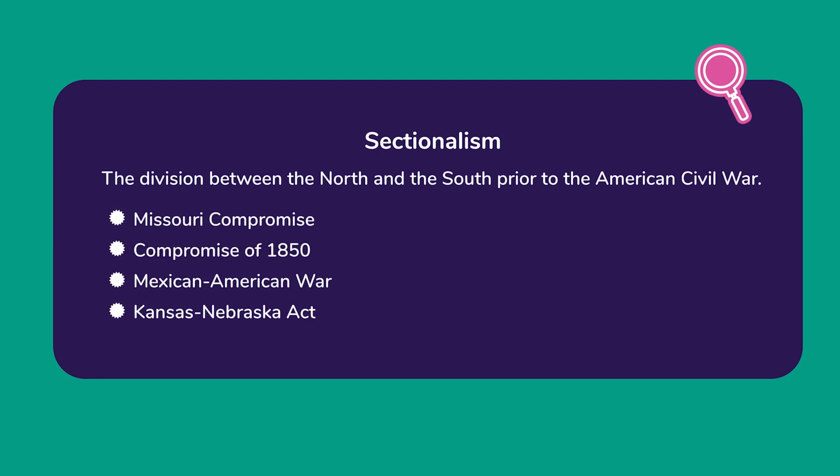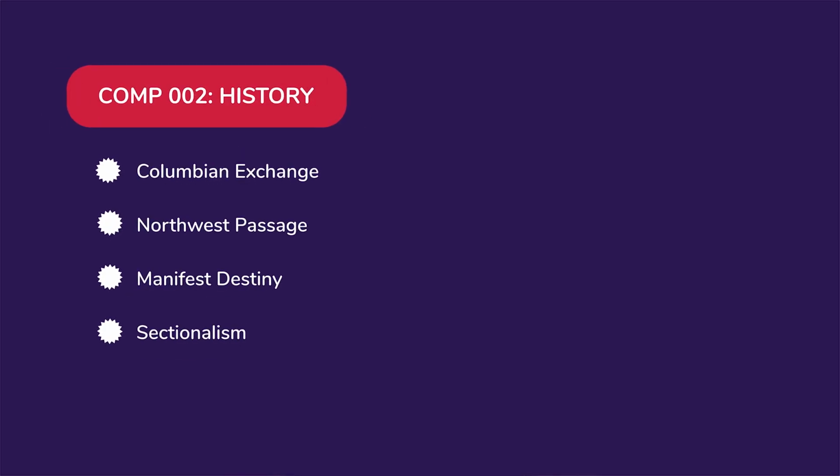Sectionalism refers to the growing divide between the northern states and the southern states in the United States prior to the Civil War. The key points of sectionalism you should know include the Missouri Compromise, the Compromise of 1850, the Mexican-American War, and the Kansas-Nebraska Act. Now, while history is incredibly broad, just knowing those 4 concepts is going to help you out a lot.